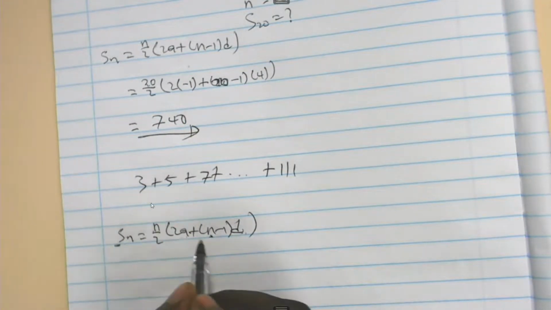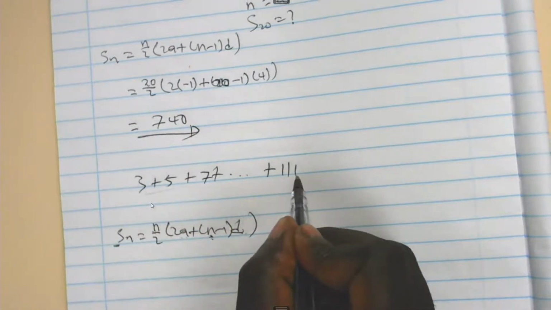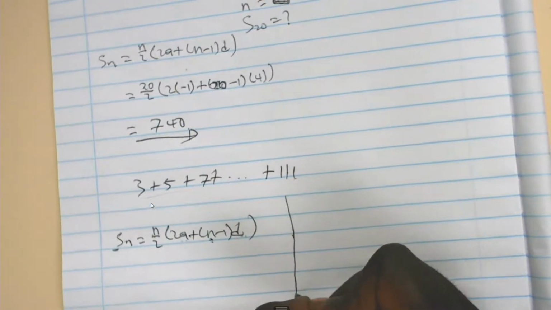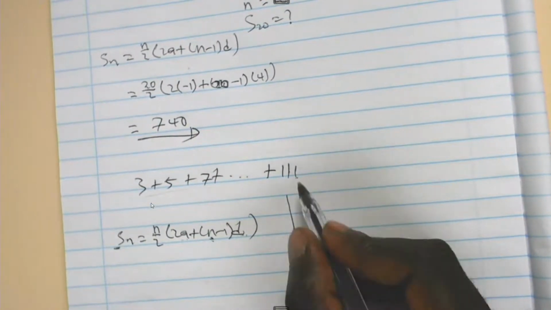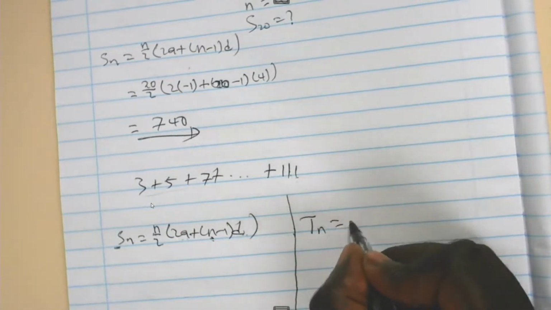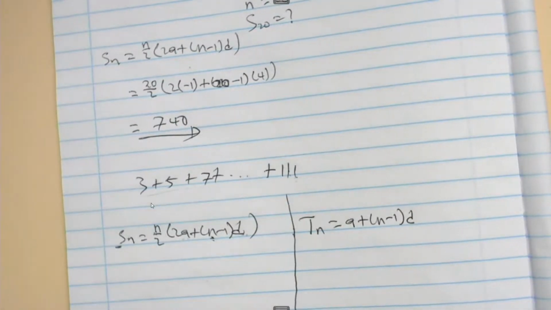Now how are we going to find n? This is an arithmetic series. For all arithmetic series, the last term is given, meaning that we are given the tn. Remember we said the last term is tn. Tn is equal to a plus n minus 1 by d.